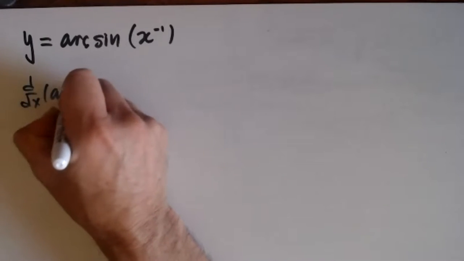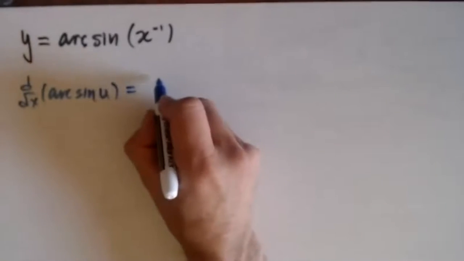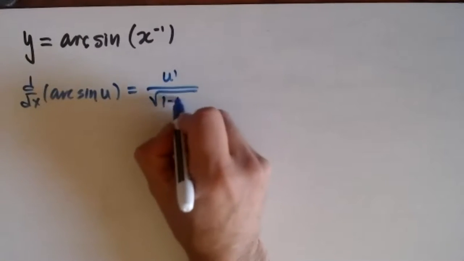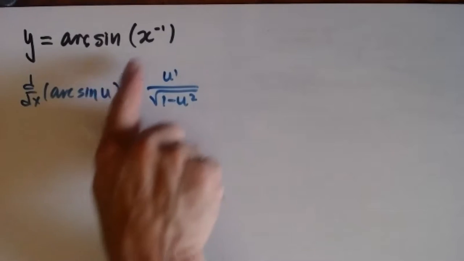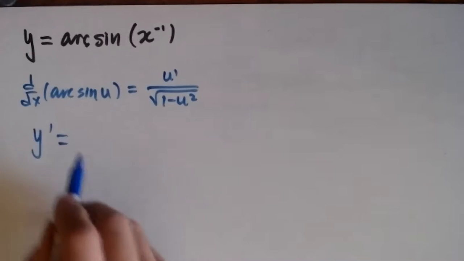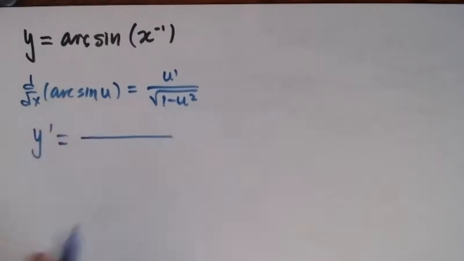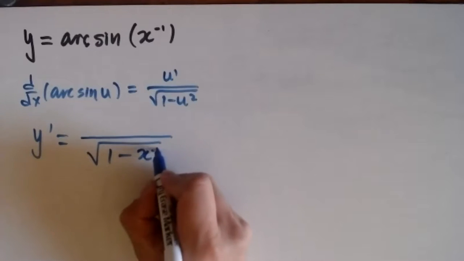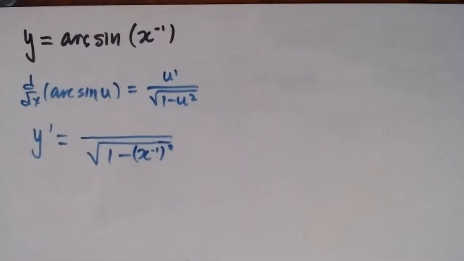And I have to remember what is the derivative of the arc sine. So the derivative with respect to x of the arc sine of u is u prime over the square root of 1 minus u squared. Now I just identify what I have to find. This is the u. So it's not very difficult to find the derivative. So the derivative is y prime equals, well, I put my line, 1 minus u squared. So it is 1 over the square root of 1 minus x to the -1 squared, right?